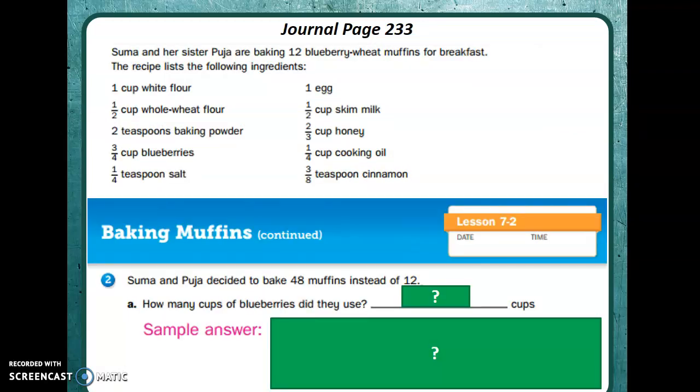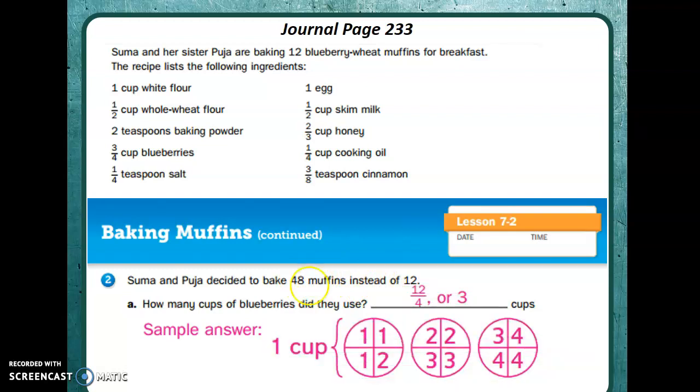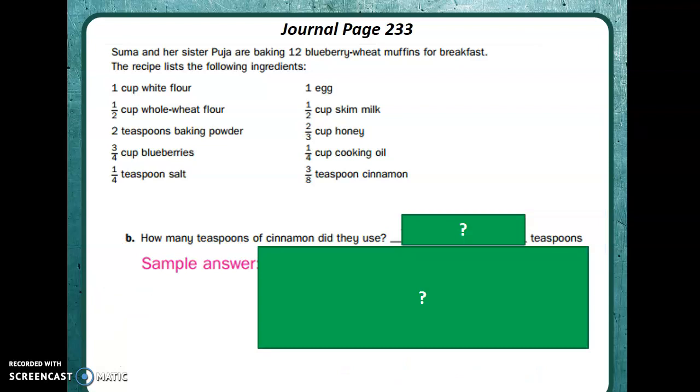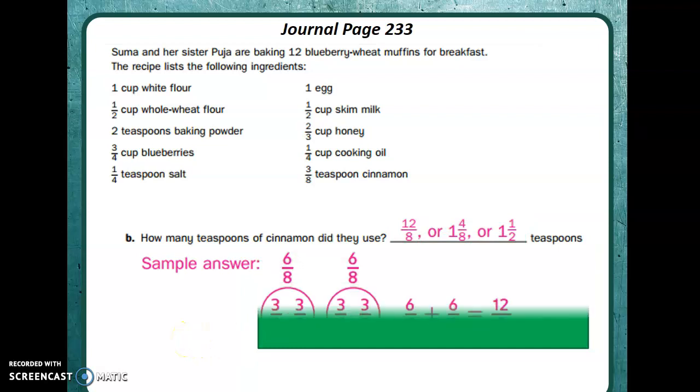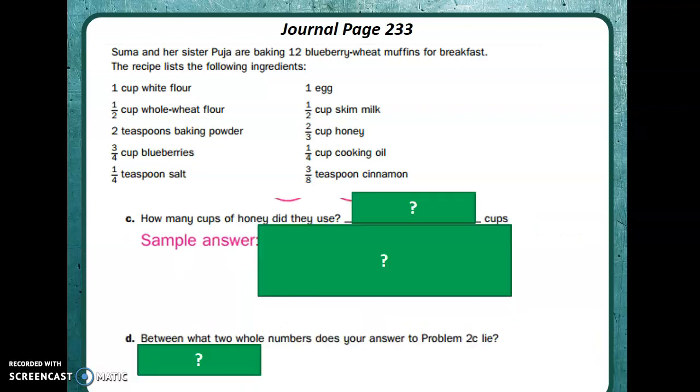Number 2, how many cups of blueberries did they use? Suma and Pooja decided to bake 48 muffins instead of 12, so they multiplied it by 4. So it's 12/4 or 3 cups. And here's a picture to show that. So you did 3/4 cups times 4 equals 12/4 or 3 total cups. Letter B, how many teaspoons of cinnamon did they use if they multiplied their recipe by 4? And they originally needed 3/8 of a teaspoon, so 3/8 times 4 gives us 12/8 or 1 4/8 or 1 1/2. And there's a picture to show that.